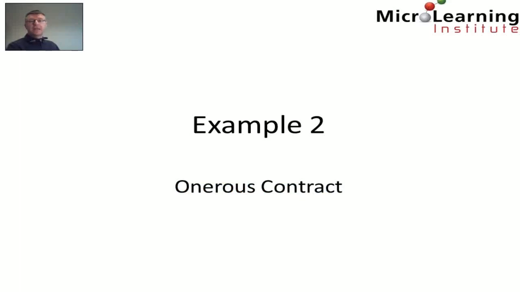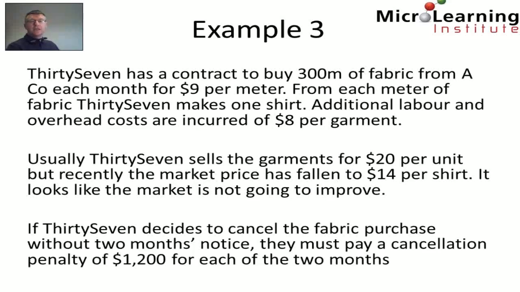Finally, let's look at example 3, an onerous contract. In this example, we're told that ThirtySeven has a contract to buy 300 meters of fabric from a company each month for $9 per meter. For each meter of fabric, ThirtySeven makes 1 shirt. Additional labour and overhead costs are incurred of $8 per garment, per shirt.